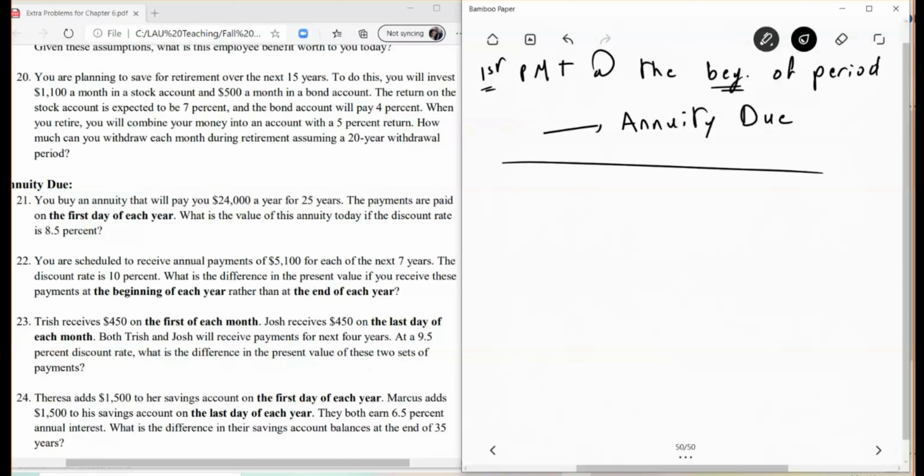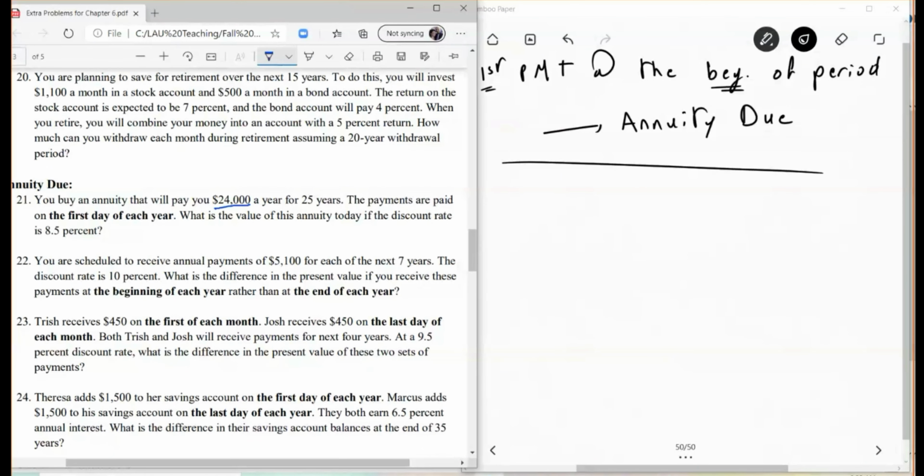Now, problem number 21. You buy an annuity that will pay you $24,000 a year for 25 years. The payments are paid on the first day of each year. This means this is an annuity due. What's the value of this annuity today if the discount rate is 8.5%? So mainly here, I have, this is the payment.